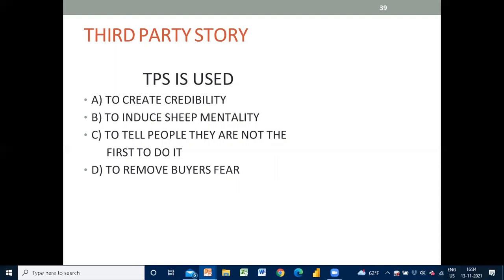For example, let's say I have a paper pin right now, which is to be used. If I say that I have invented this paper pin, and Zaira, you are the first person to use this paper pin, would you buy it, Zaira? At first, no.